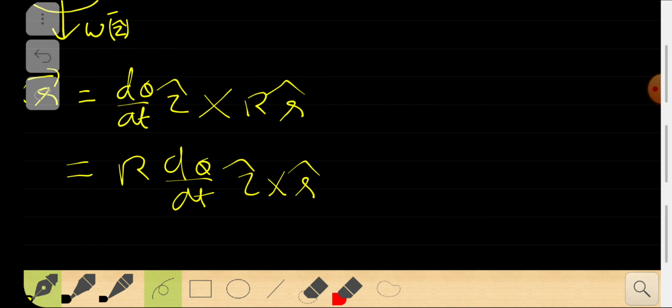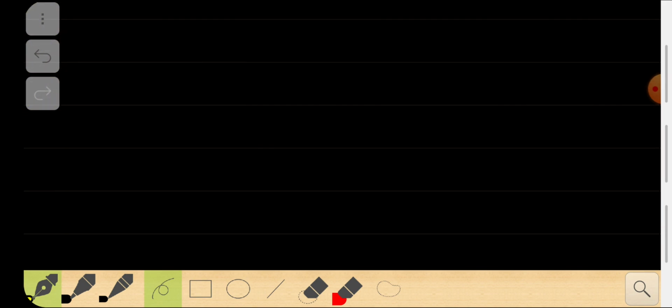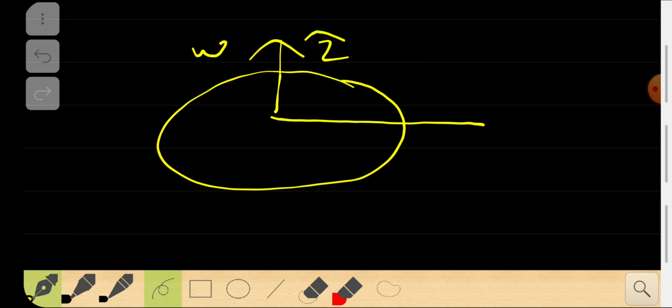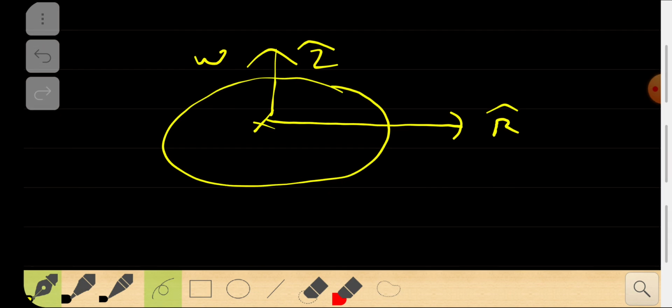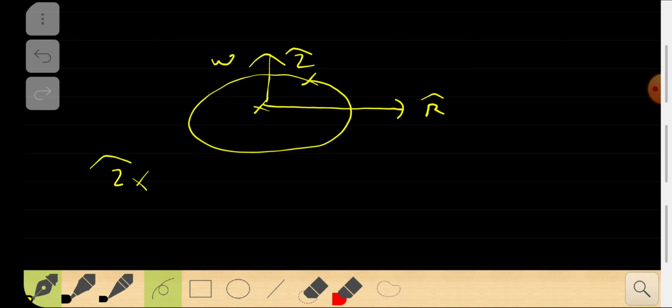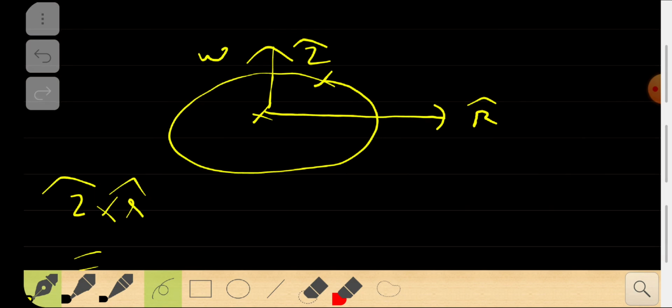So what is z cap crossed into r cap? If you look at this rotational motion, this is z cap, the direction of omega, and this is the radial direction, which is outside from the center, which is r cap. So the velocity vector will be in the direction of z cap crossed into r cap. You can use the right-handed rule: start from z cap and then move to r cap, your fingers have to direct in that direction.